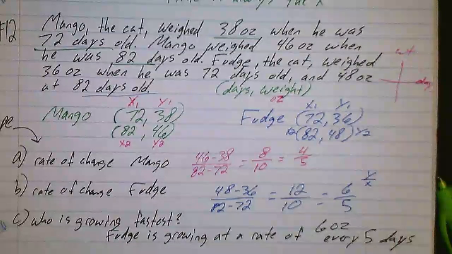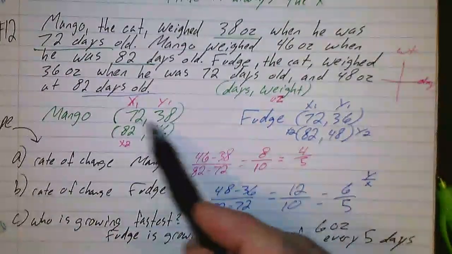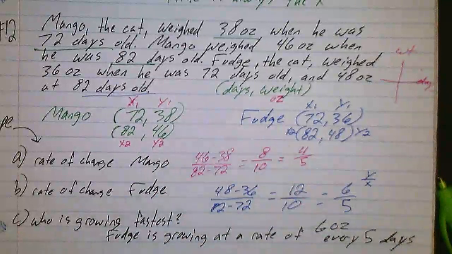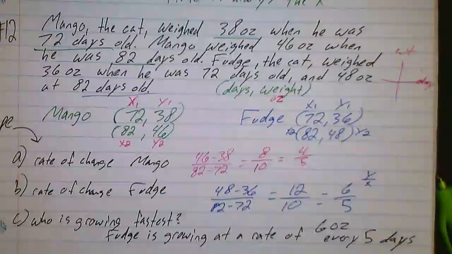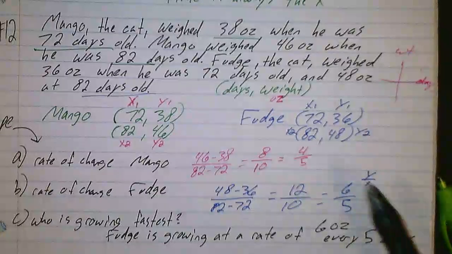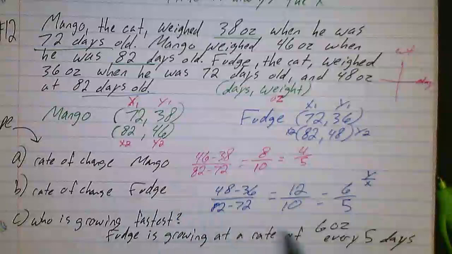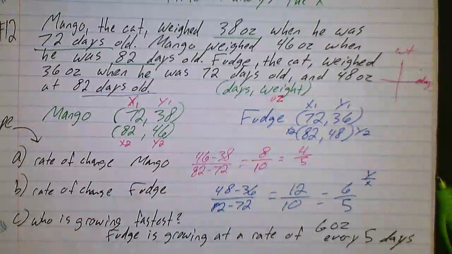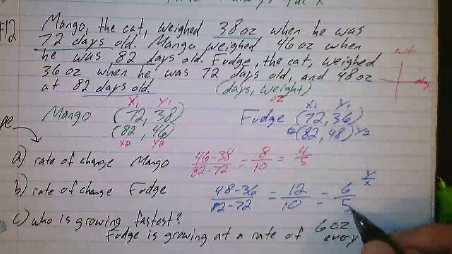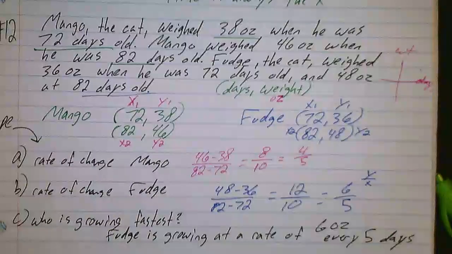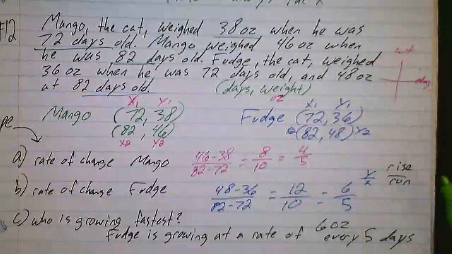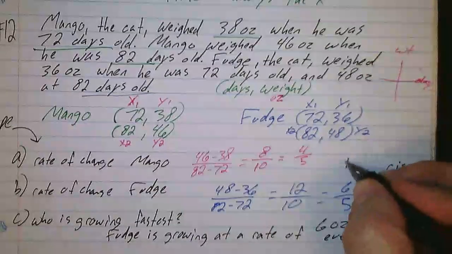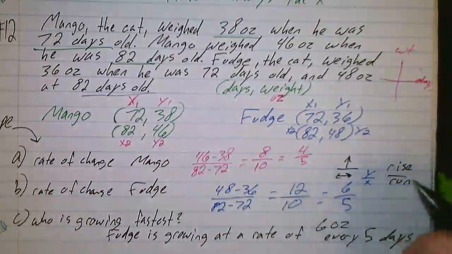So you have to look at the information and make your points. Identify that these represent ordered pairs: 38 ounces in 72 days represents an ordered pair. Use the slope formula, and then you just have to think about it in context. Again, it's 6 ounces for every 5 days because it's rise over run when we think about slope, or the change in our vertical over the change in our horizontal.